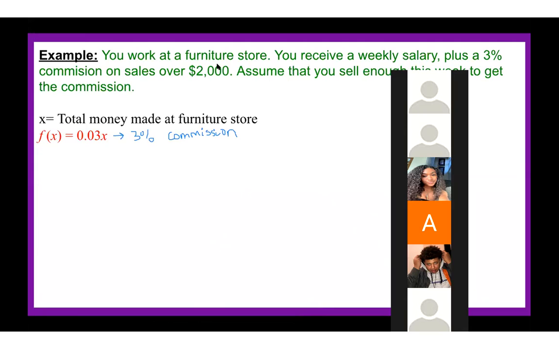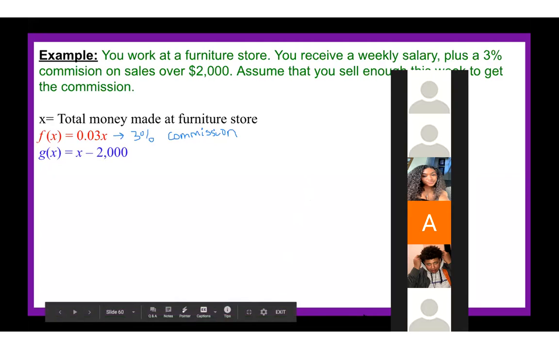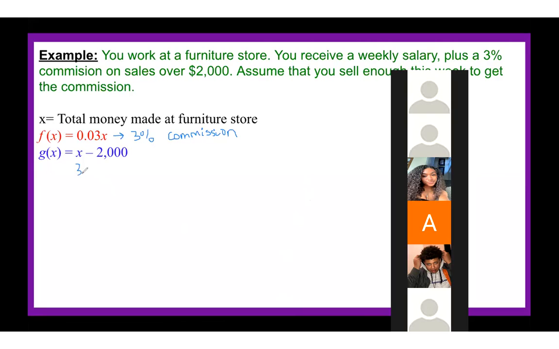Perfect. Now we need another function, because not only are you getting 3% commission, but you have to make over $2,000. So we need another function to represent that. Let's say the second function is going to be G. This represents the X amount you make if you make over 2,000. So for example, let's say I made $3,000.